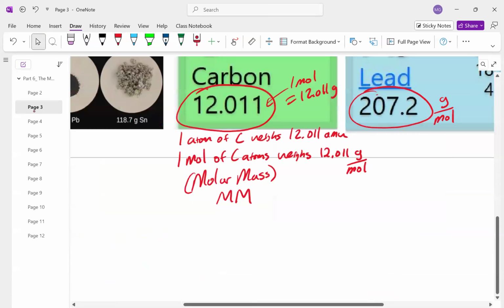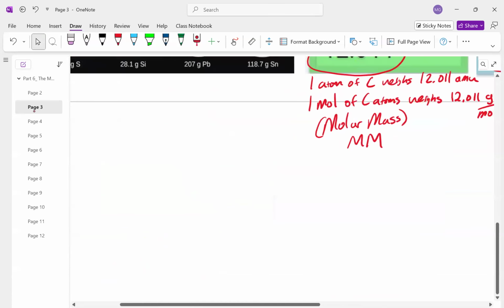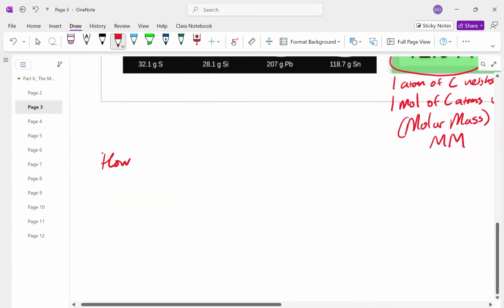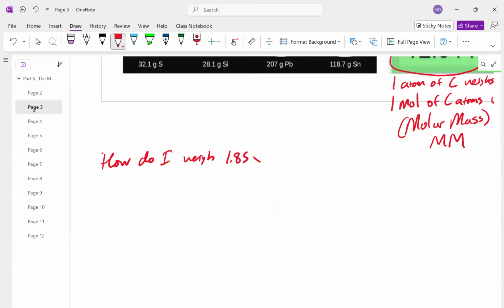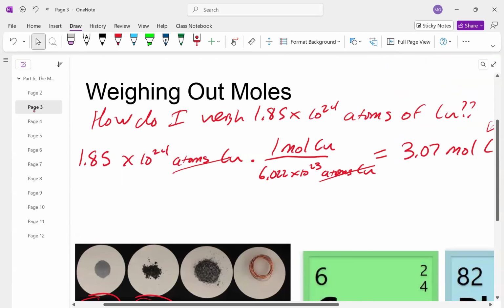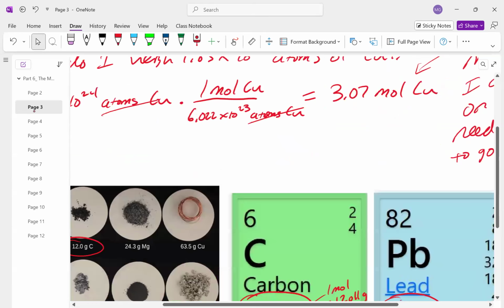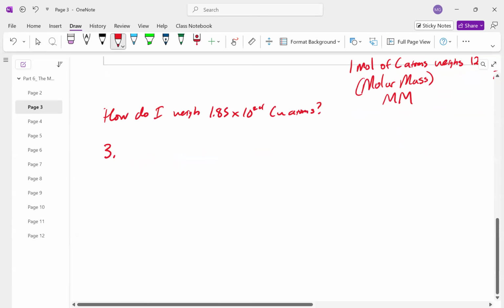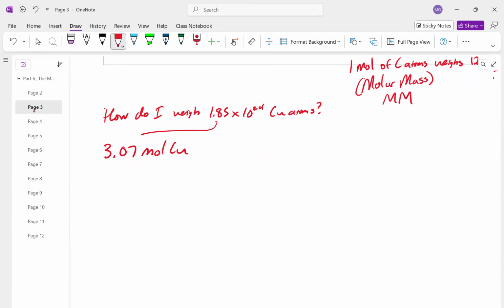So now let's go back to the original question on this slide. How do I weigh 1.85 times 10 to the 24th copper atoms? Okay, well, up above, we just said that 1.85 times 10 to the 24th copper atoms was 3.07 moles of copper. So let's start there. 3.07 moles of copper. So we did this conversion above.